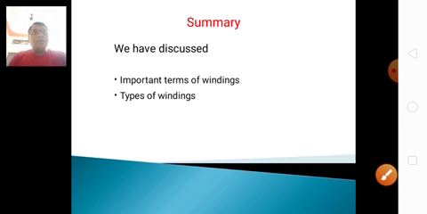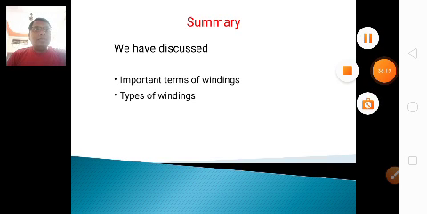So far we have discussed different important terms of windings and types of windings, right? What are the important terms? The pole pitch, pole, coil, conductor, front pitch, back pitch, resultant pitch, commutator pitch, right? Coil span, fractional pitch coil, full pitch coil, and next the types of winding. What are the types of winding? Lap winding and wave winding. What are the differences between these two? How will they be connected? So far we have discussed these types of windings. Thank you.